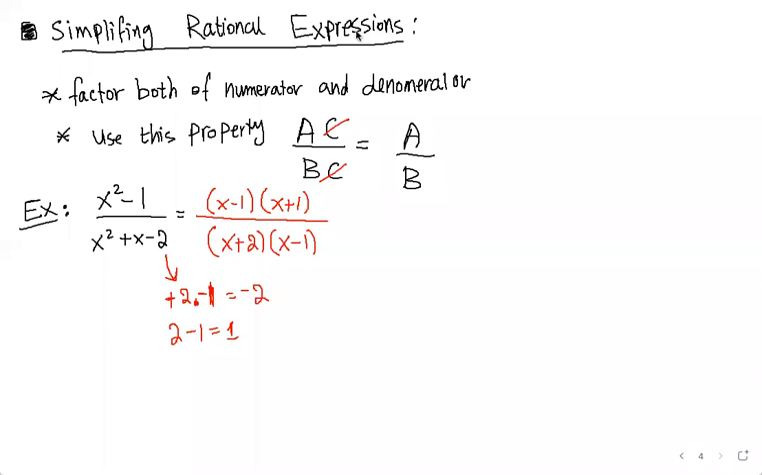Now, what can I cancel? What's the similar factor in the numerator and denominator? I can cancel x minus 1 with x minus 1. What's the answer? x plus 1 over x plus 2. Make sense? Any questions so far?